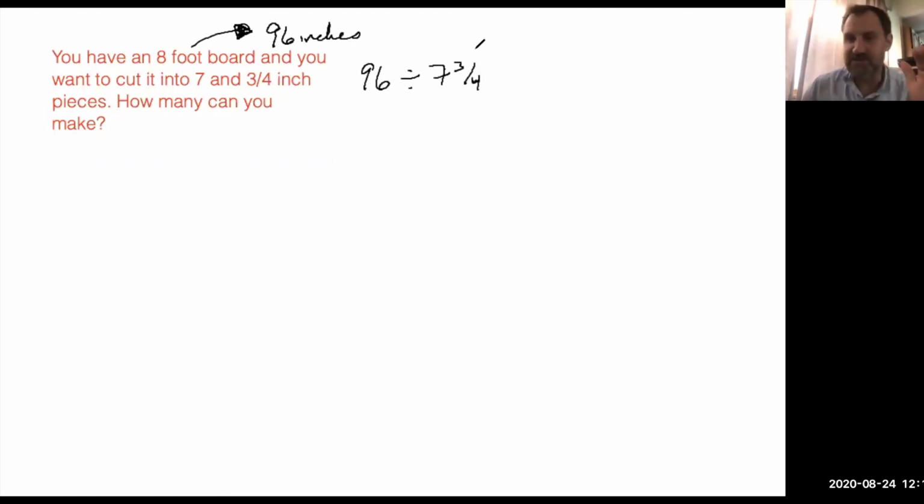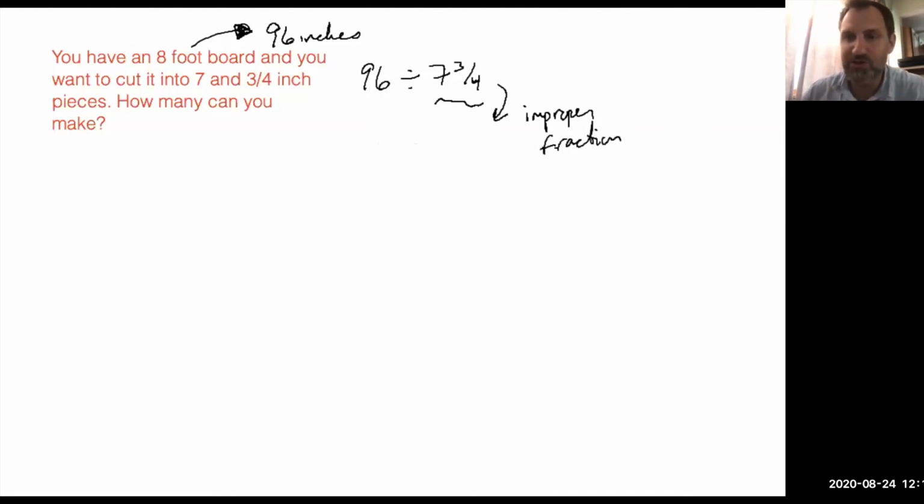Now I could do this as a decimal, right? Because 3/4 can be represented as a decimal, but I'm going to talk about it in fractions, and we can look at the decimal version later as a way to kind of check ourselves. Like I said, multiplying and dividing with mixed numbers is not easy. So actually one of the first things I want to do is change this into an improper fraction.